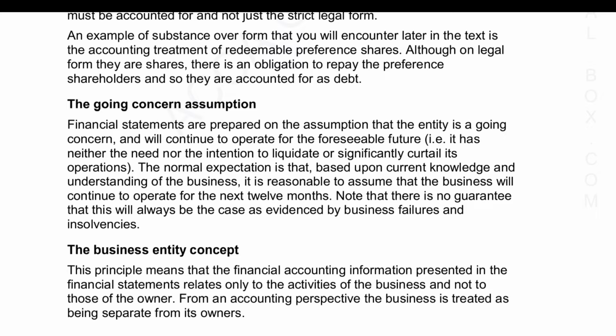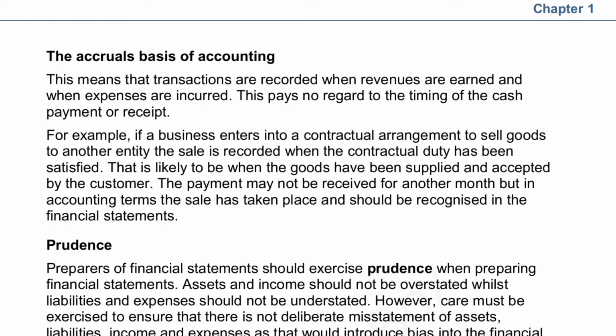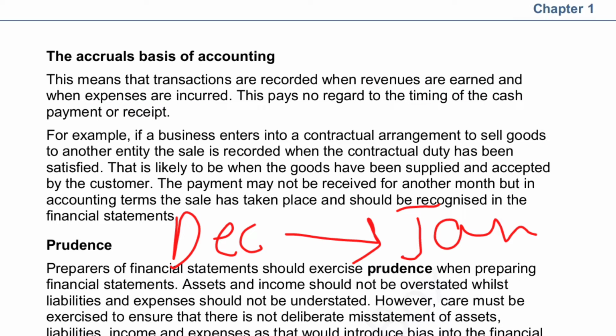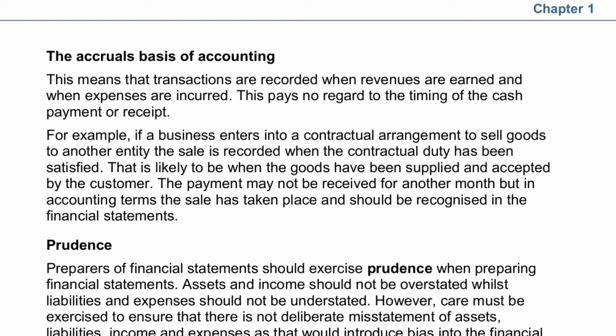Now what does the accrual principle say? This principle dictates that income, meaning revenue, and expenses should be recorded when they are earned or incurred, not necessarily when cash changes hands. For example, if you provide a service in December but you receive payment in January, the revenue still gets recorded in December as that's when the service was provided. It's just simple.